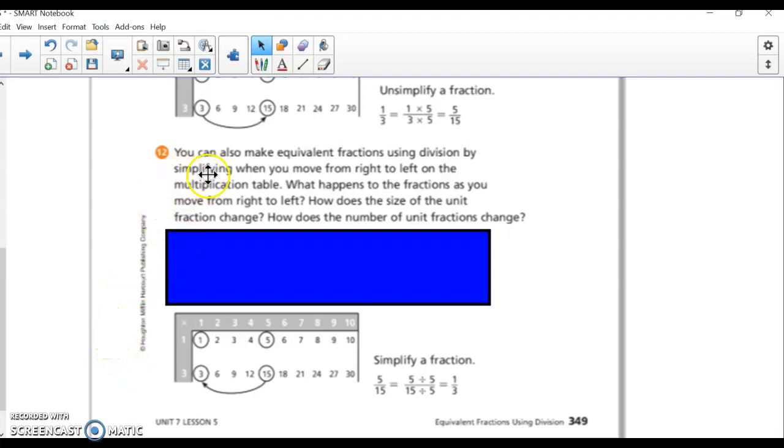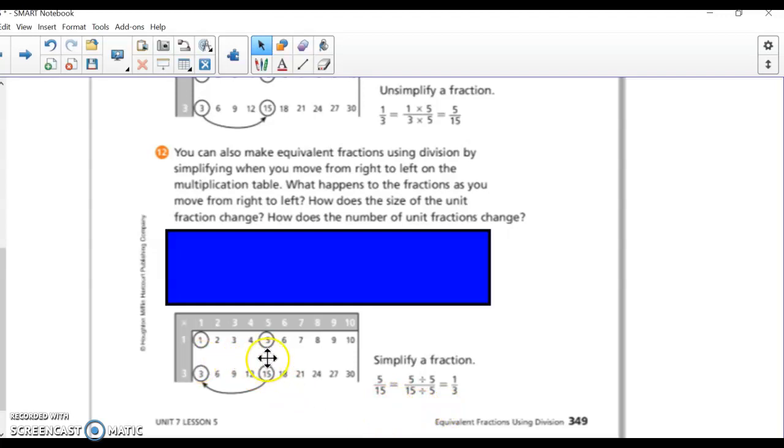Well, that same idea is applied now when we go right to left. So the same question now, but using division. It says, You can also make equivalent fractions using division by simplifying when you move from right to left on the multiplication table. What happens to the fractions as you move from right to left? How does the unit size of the unit fraction change? And how does the number of unit fractions change? Well, we started with 5/15 over here, and then when you're dividing, they get smaller.